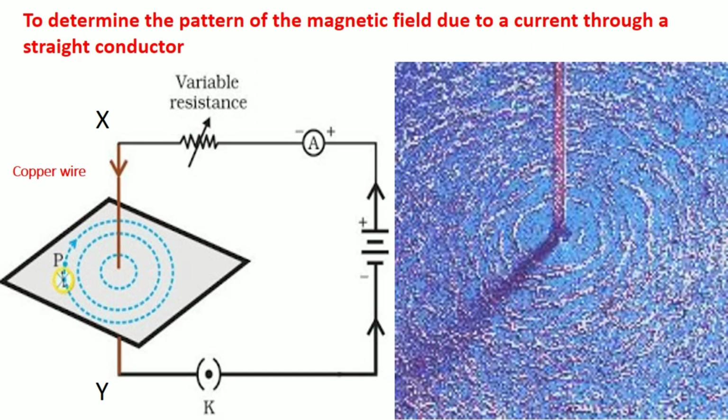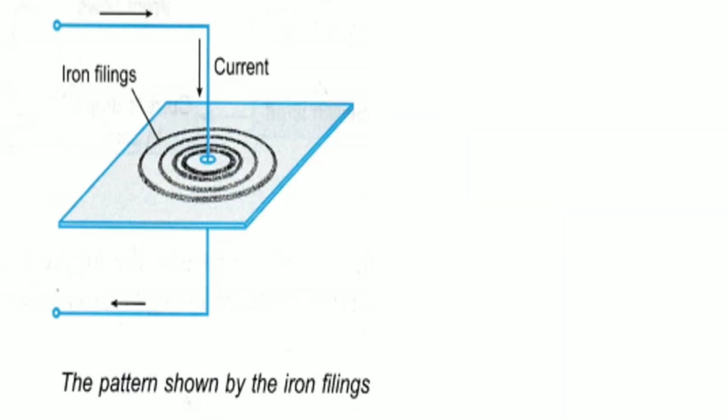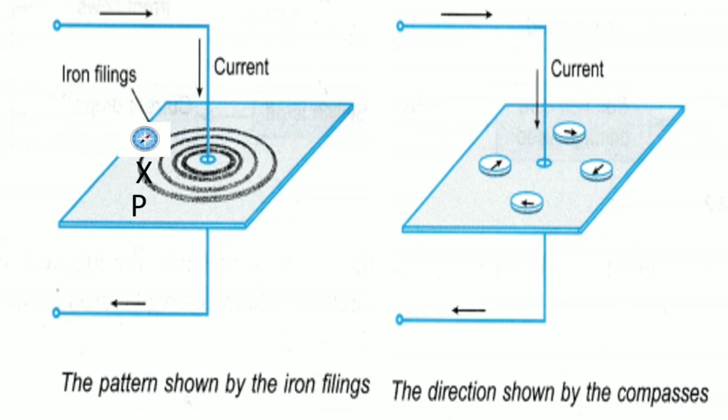We observe the iron filings align themselves in a pattern of concentric circles around the copper wire. These concentric circles represent the magnetic field lines around a straight current carrying conductor. The direction of the field lines could be found by placing a compass at a point, say P, over a circle. The direction of the north pole of the compass needle would give the direction of the field lines produced by the electric current through the straight wire at the point P.